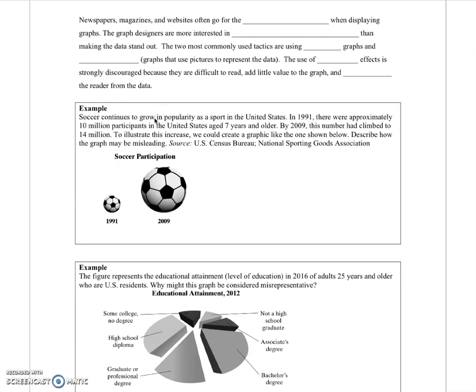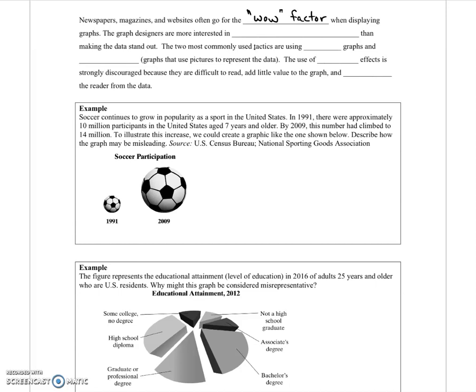This is the last video for section 2.4 about misleading and deliberately misleading graphs. Misleading and deceptive graphs. So newspapers, magazines, and websites frequently go for the wow factor when they display graphs.